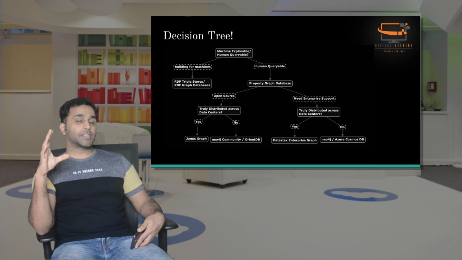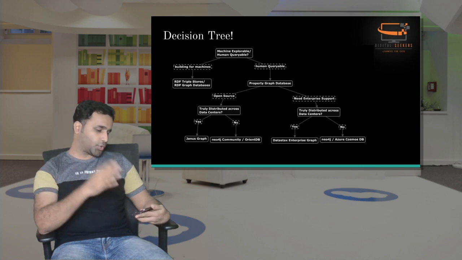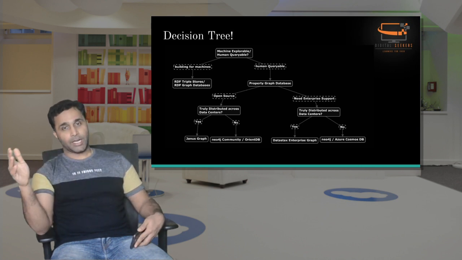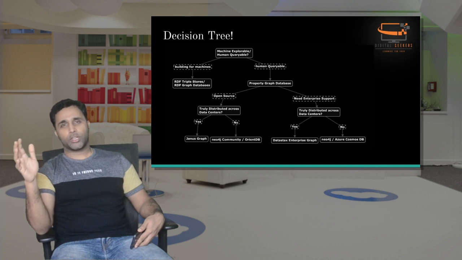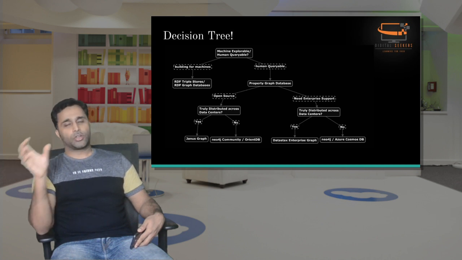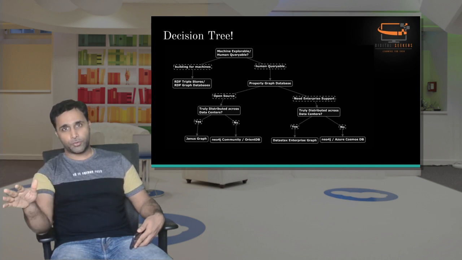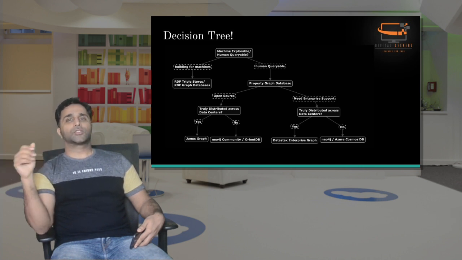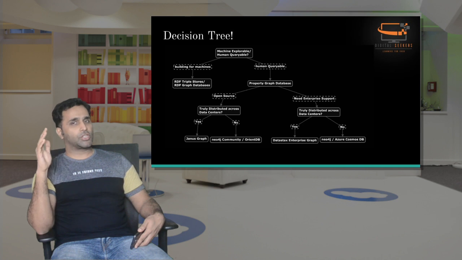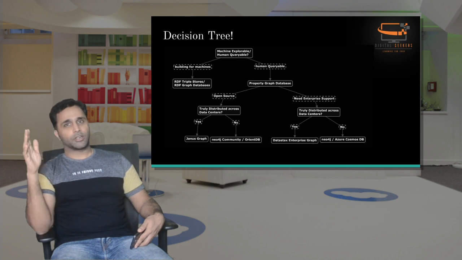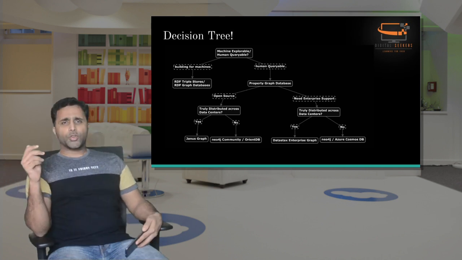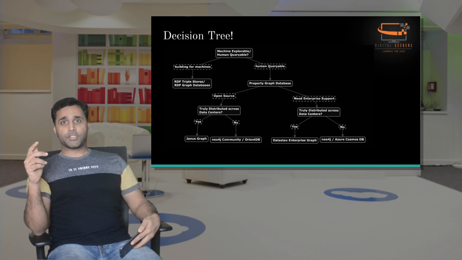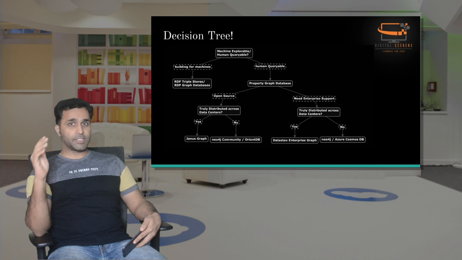If you need such a truly distributed database, then you have to go for DataStax Enterprise Graph. Whereas if a single node is going to be sufficient and multi-node master replication is also going to work out for you, that means every node is going to have the entire data, then you can go for Neo4j or Azure Cosmos DB. If you ask, can I not use DataStax Enterprise Graph for a single node? No, you can definitely use DataStax Enterprise Graph even for a single node.